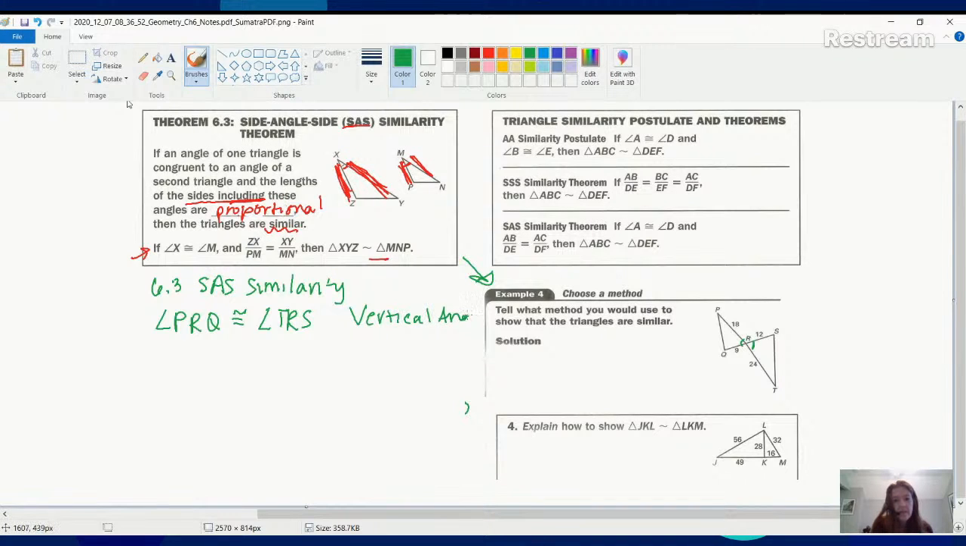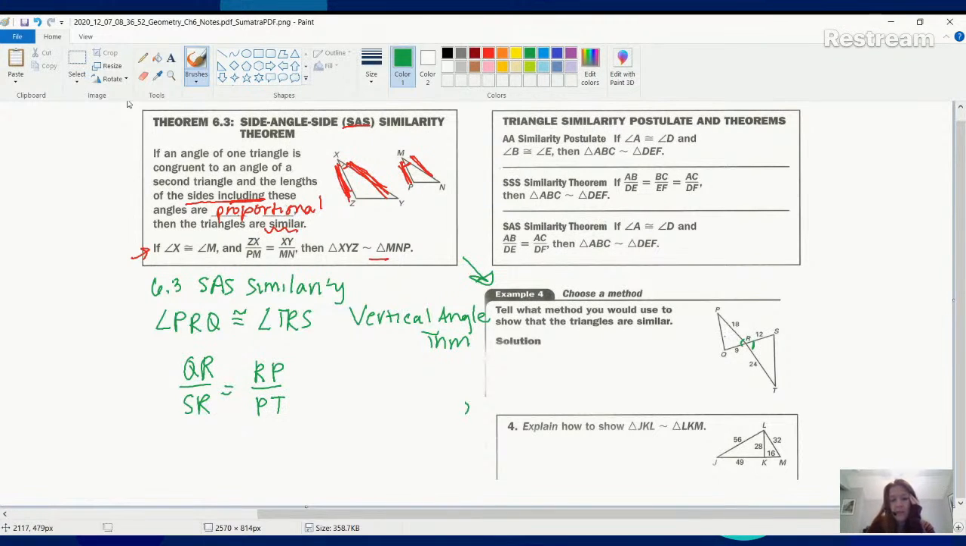Our favorite one, right? The angles theorem. Okay, we got that down. So for side, angle, side similarity, my included sides, the ones that are touching that angle, have to be proportional. So that means that Q to R over S to R has to equal R to P over R to T.